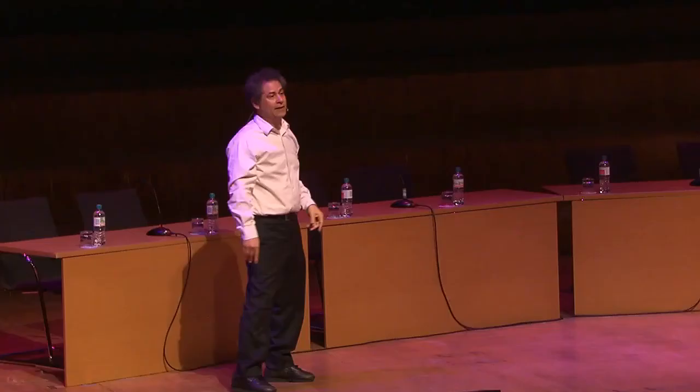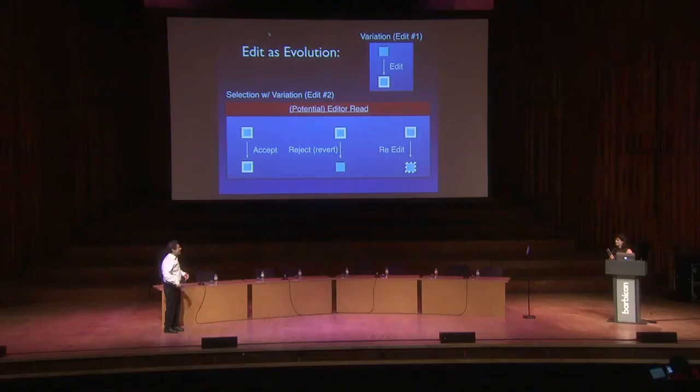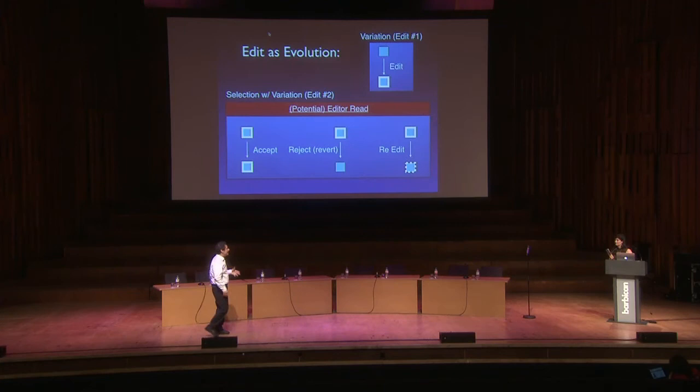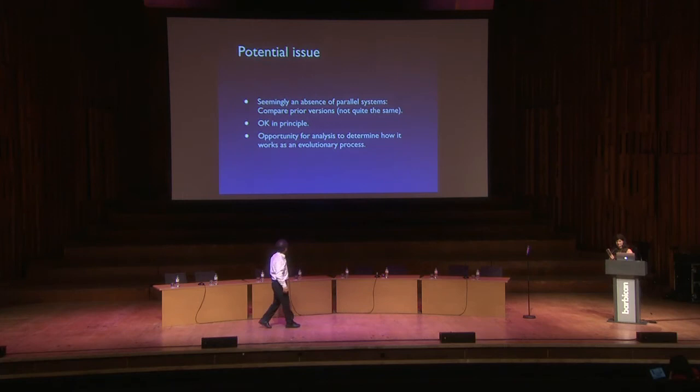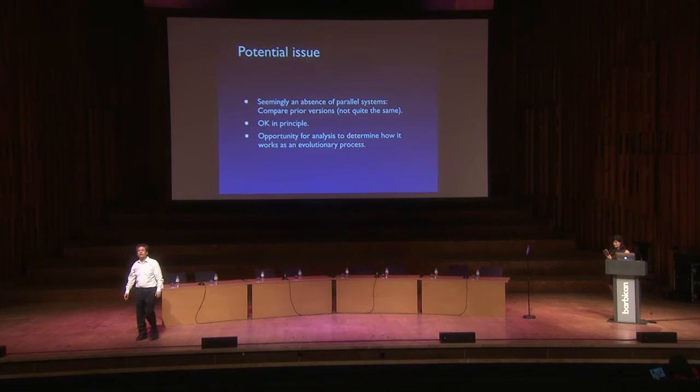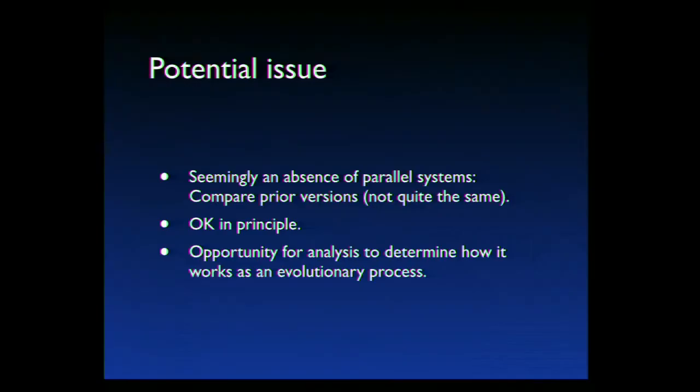And this process incorporates within it selection and the alternative, right? It's a selective process. So we can map this onto an evolutionary dynamic. Go ahead. There's an issue that we might be concerned about. The issue that we might be concerned about is there's a lack of parallelism, right? In biology, we have many, many organisms at the same time. Here, what we have is we compare with prior versions, right? Everything competes with previous versions.